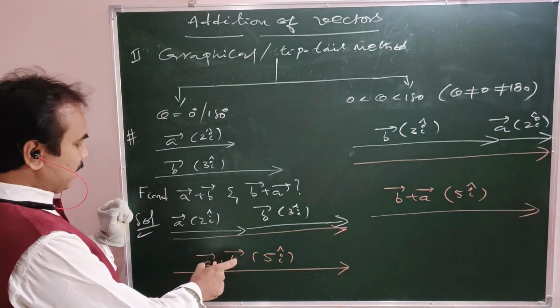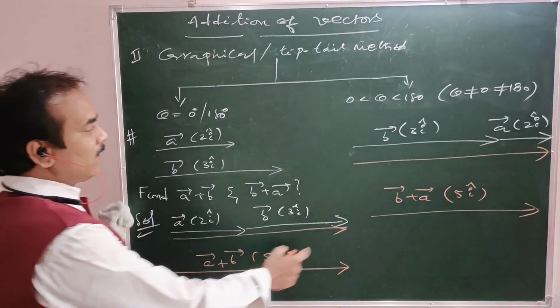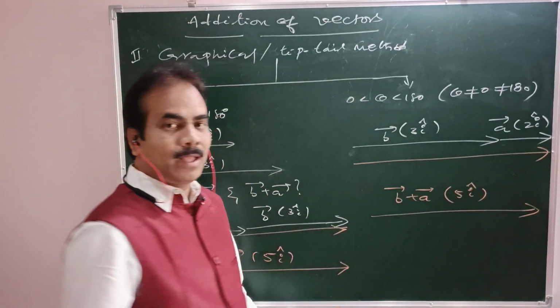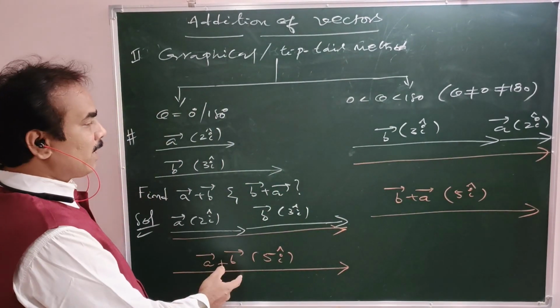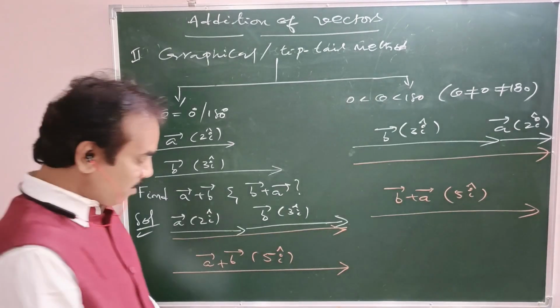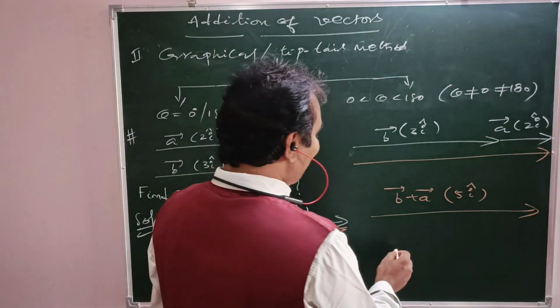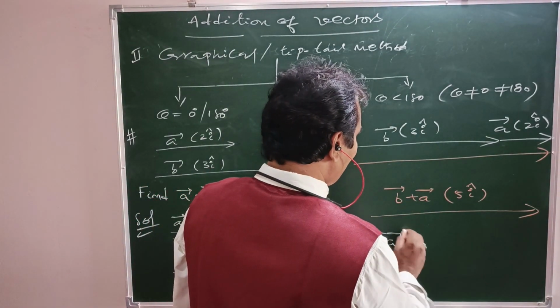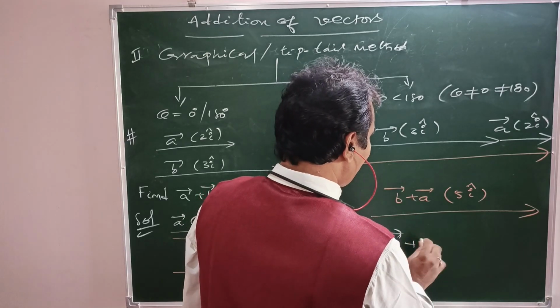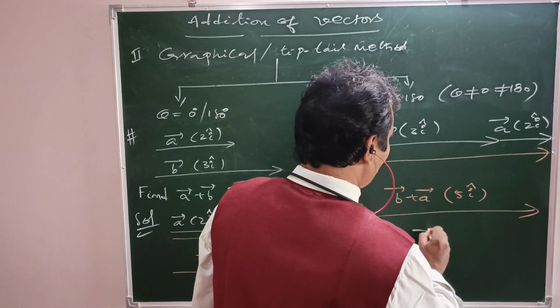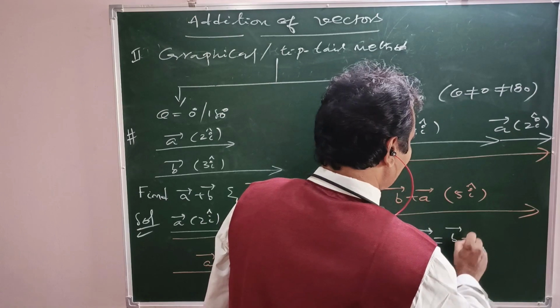So here A bar plus B bar is 5 I cap. Here B bar plus A bar is also 5 I cap. Means A bar plus B bar is equal to B bar plus A bar. Means vector addition obeys commutative law.